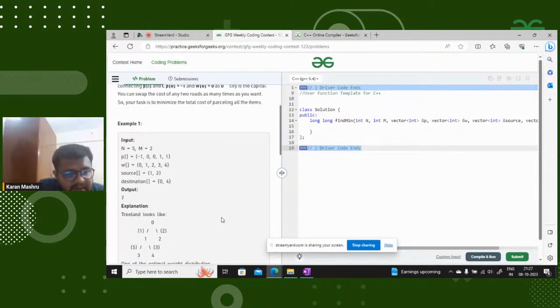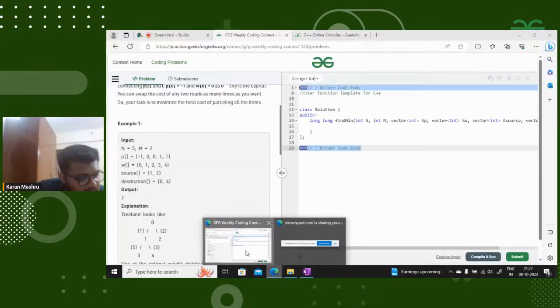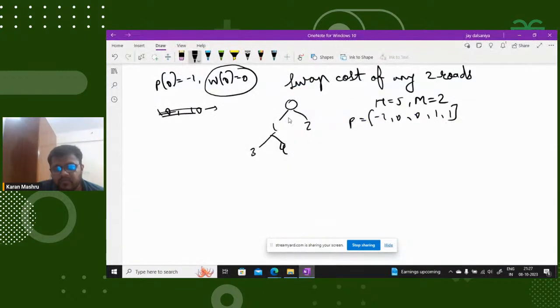So what's the parent array? Minus 1, 0, 0, 1, 1. Okay, the parent array is minus 1, 0, 0, 1, 1. And what is the weight array? 0, 1, 2, 3, 4. Okay, the weight array is 0, 1, 2, 3, and 4.